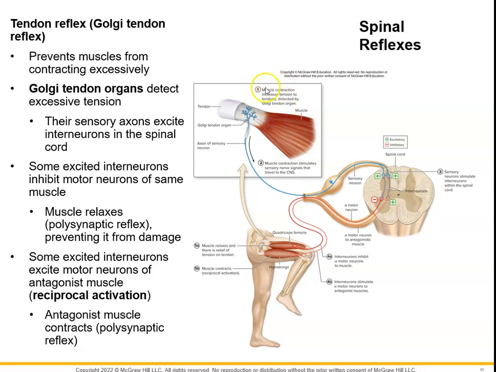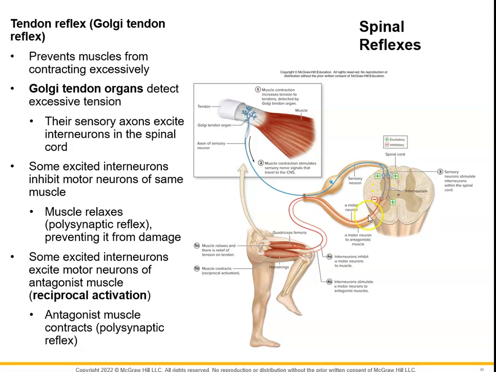So just a quick little look here. Here we've got our receptor, that's your Golgi tendon organ. Muscle contraction increases the tension on the tendons, and that's detected by the tendon receptor or Golgi tendon organ. Now that's going to fire a nerve impulse. That muscle contracts and stimulates the nerve to fire an impulse. It's processed in the spinal cord. Now what's going to happen?